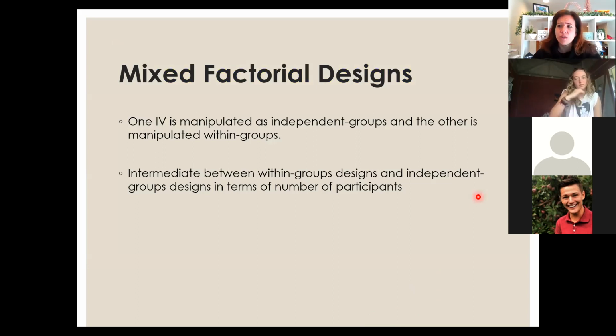The mixed factorial design is when there's one independent variable that is manipulated as an independent group and the other one is manipulated as a within group, okay? So in this type, if I had a 2x2 mixed design with 50 people in each cell, I would need 100 participants because then I just have them, I manipulate the within group afterwards.